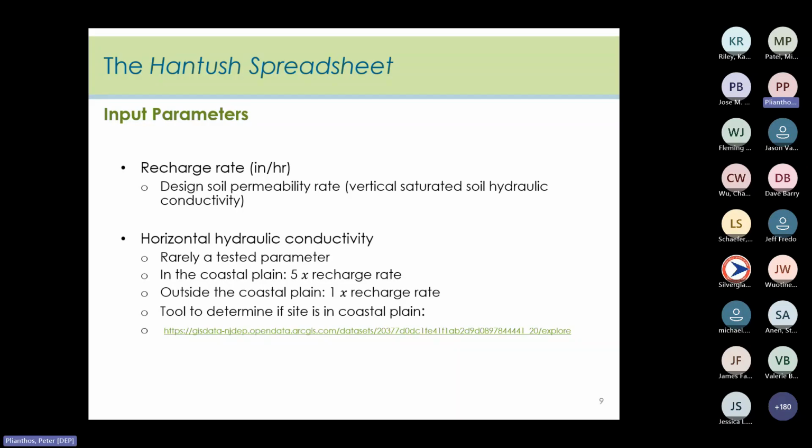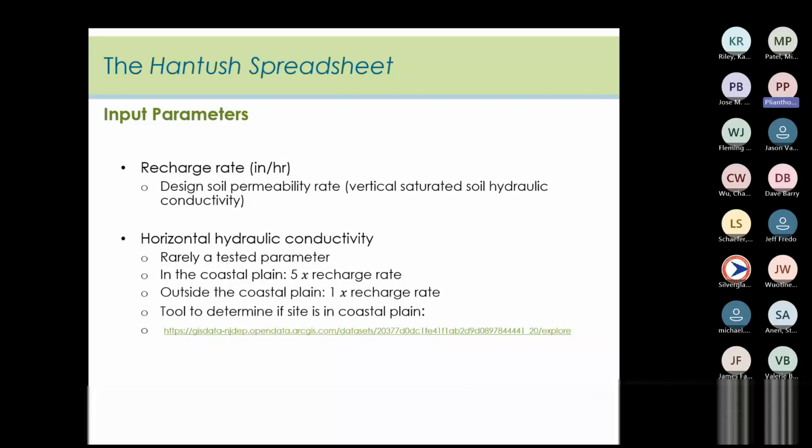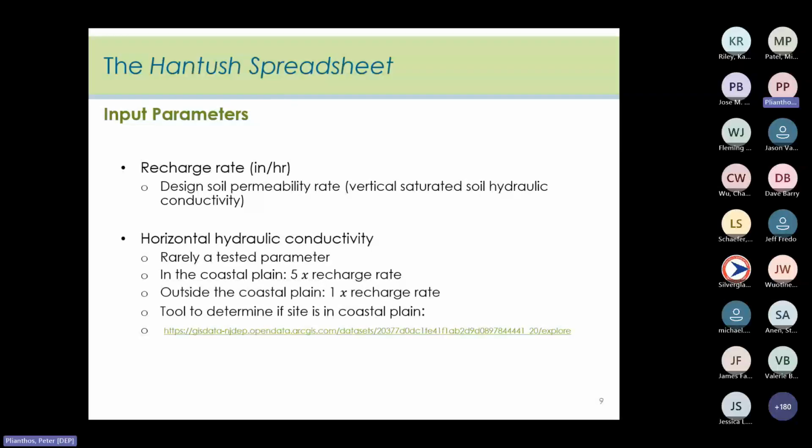The second input is the horizontal hydraulic conductivity, which is rarely tested on the scale of a single site just for the purpose of conducting a groundwater mounding analysis. Therefore, you will need to use presumptive values based on the site's location. If the site is located in the coastal plain, then the horizontal saturated soil hydraulic conductivity is presumed to be 5 times the recharge rate. That is the vertical saturated soil hydraulic conductivity. If the site is located outside the coastal plain, the horizontal saturated soil hydraulic conductivity is presumed to be the same as the recharge rate.